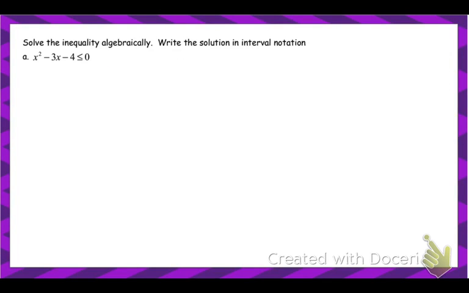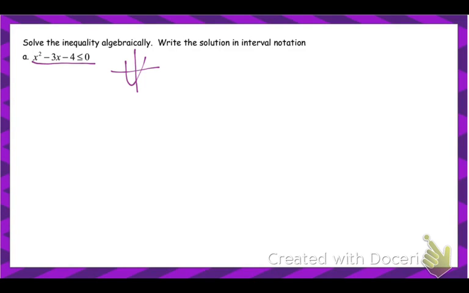All right. So now we're going to look at how to solve these algebraically. So a little bit different. What we need to look at when we're solving these algebraically, if we consider what this question is actually saying for the graph, is: when is the graph x squared minus 3x minus 4 below the line y equals 0?